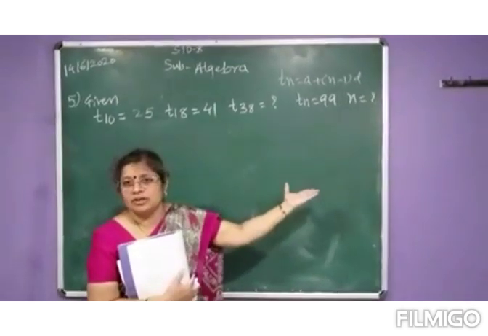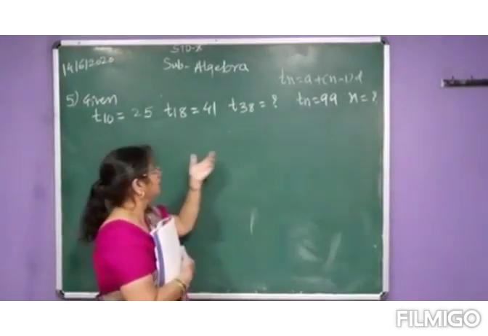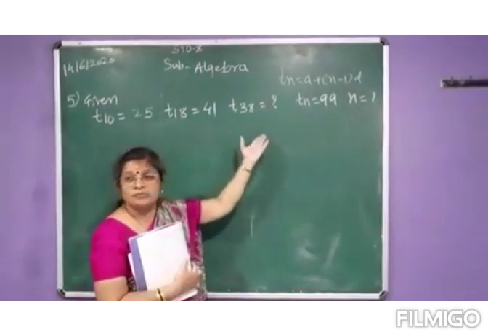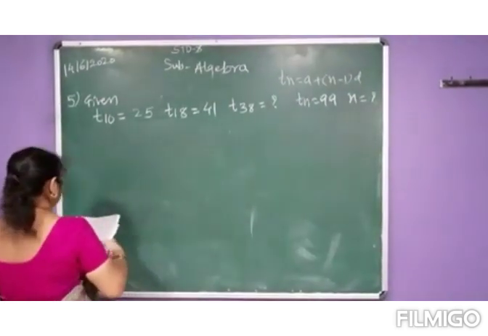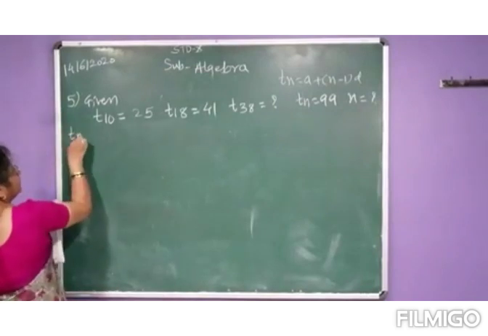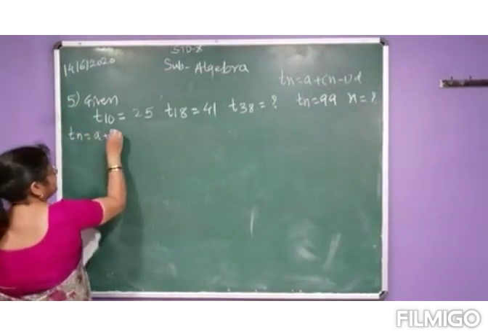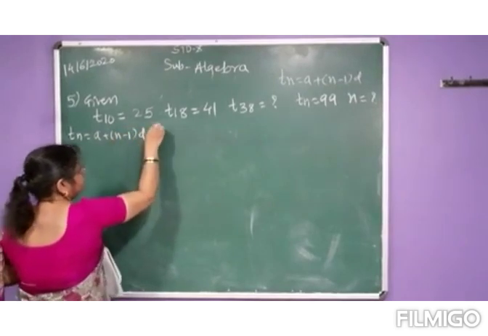You can find out the value of d. Once you know a, d, and n, you can find out the other things. Okay, now we will write the formula. Tn is equal to a plus n minus 1 into d.